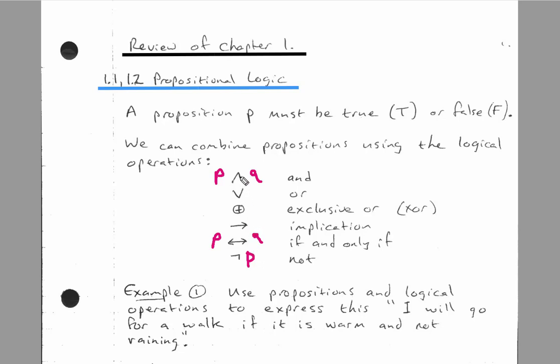Okay, and for these logical operations, you do need to memorize the truth tables. So for example, P and Q, there are four combinations, four possibilities. This whole thing is true just in the case where P is true and Q is true. If one of them is false, then the whole thing is false. So go back over those truth tables. Make sure you know these operations. That was in the first section, 1.1.